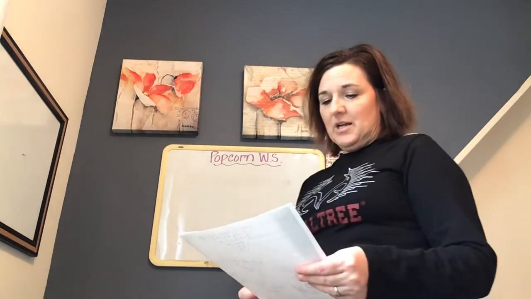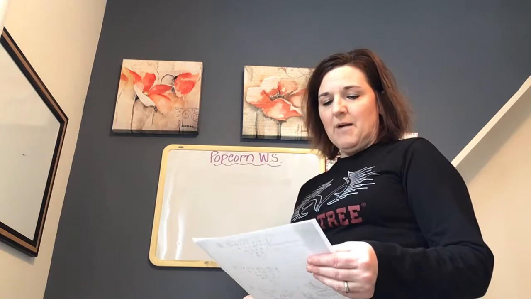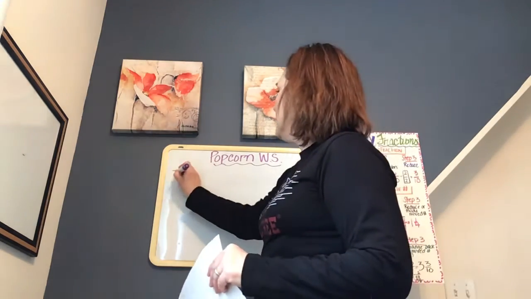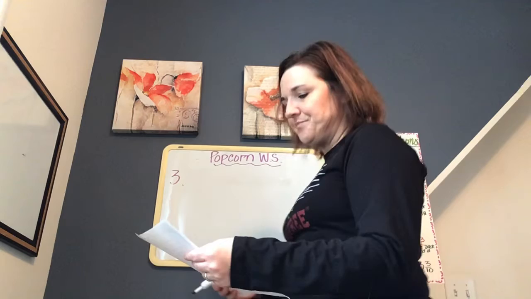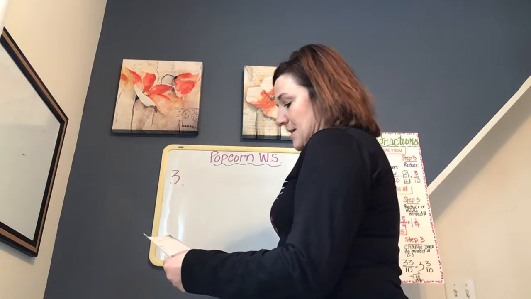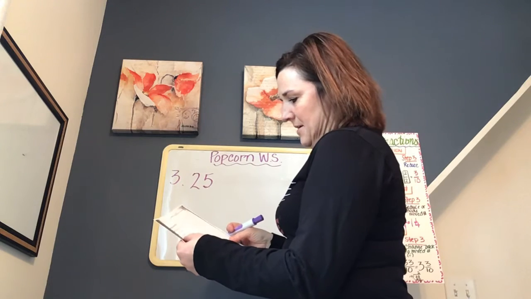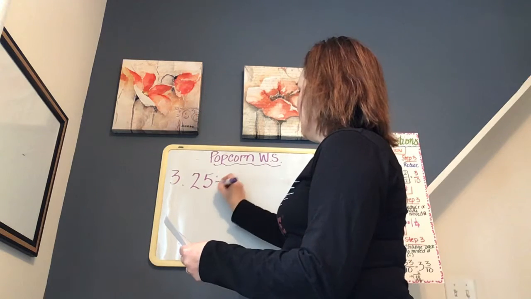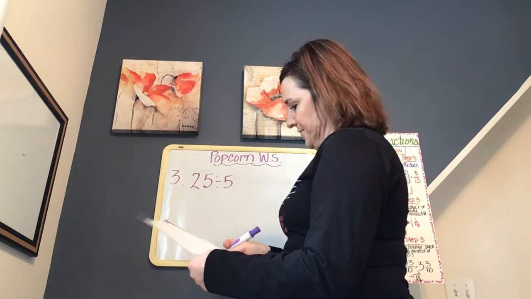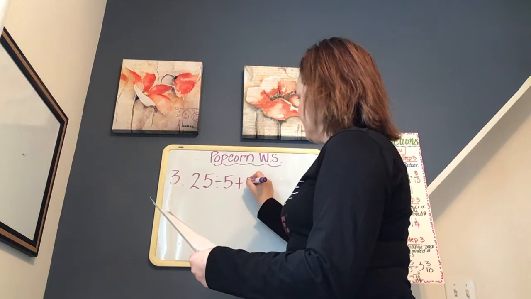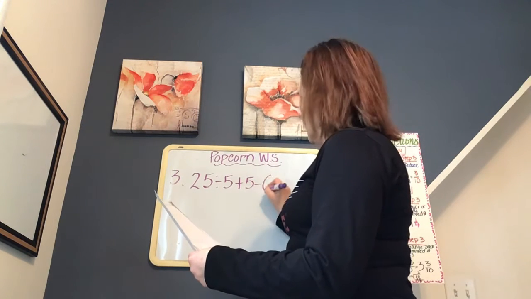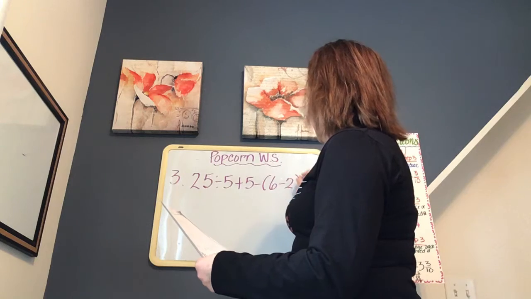So let's get started. I am going to do problem 3, and again, this is on the popcorn worksheet. Problem 3 is 25 divided by 5 plus 5 minus parentheses 6 minus 2.